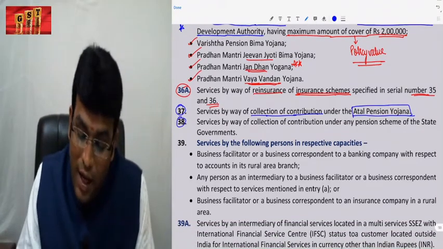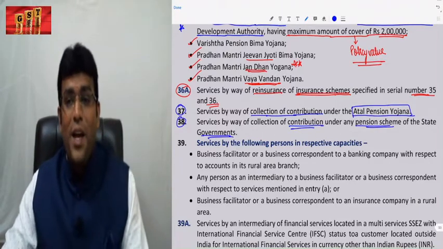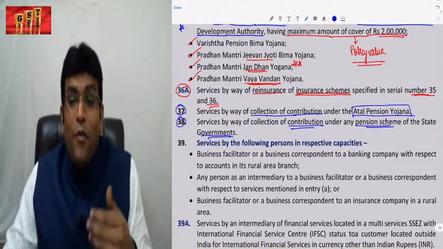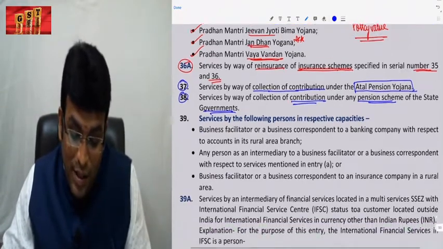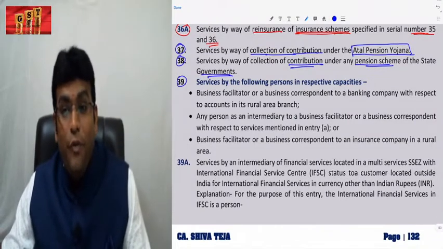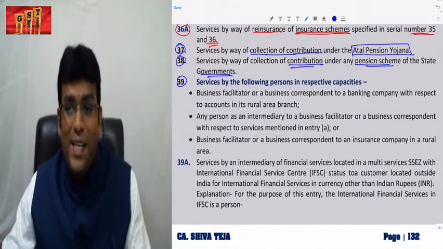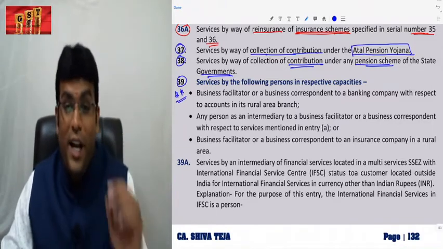Services by way of collection of contribution under a pension scheme of state government. So ultimately what you have to understand is that for government schemes, they always give exemptions. Then the 39th point, my dear friends, look at that. Services by the following persons in respective capacity. This point is very important. Kindly please concentrate and focus.